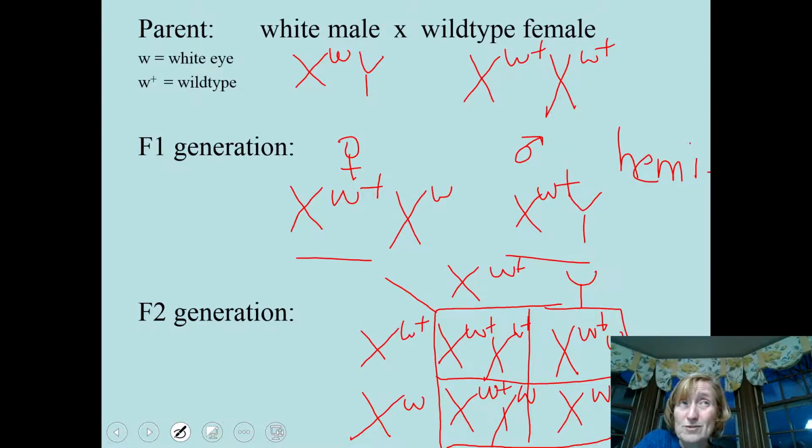What about the males? Morgan found that half the males were wild type and half the males were white-eyed. Well, the top box represents males that are wild type, and the bottom box represents males that are white-eyed. Hey, guess what? Morgan was right. Morgan identified that this mutation must be on the X chromosome because the pattern of inheritance fit with the idea that this gene is on the X chromosome. Yay, we've got a sex-linked gene.